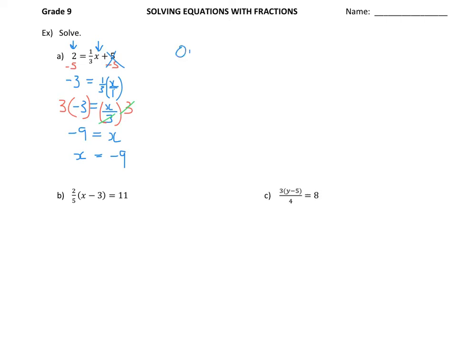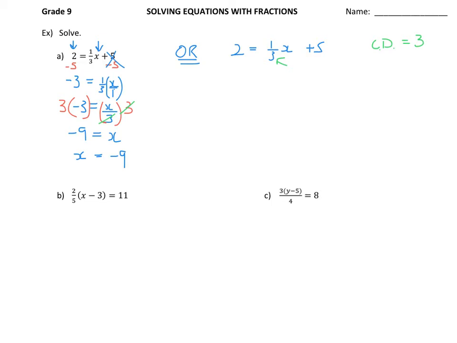I'm going to say or. Okay, so this is a second solution to this particular question. I'm going to start with my equation. 2 equals a third of x plus 5. Now, there is a fraction in this question. The fraction has a denominator of 3, and that's the only denominator there is. So our common denominator, CD, is equal to 3.